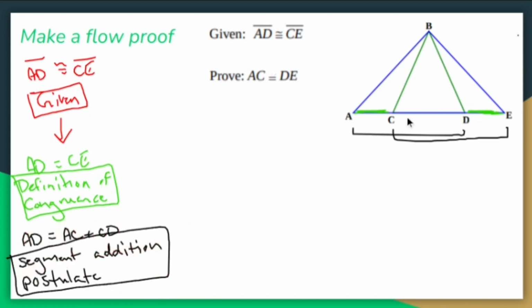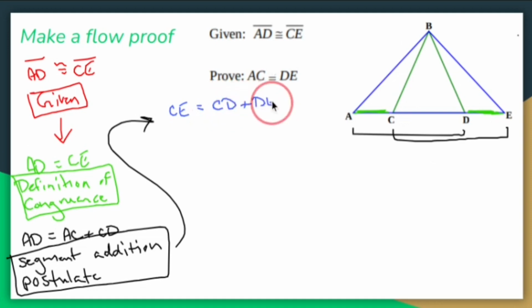All right, so if I do that with AD, it makes sense that I should do the same thing with CE. So let's take this arrow, bring it up here. I'm going to say the same thing with CE, that CE is the same thing as CD plus DE. And that too is the segment addition postulate.